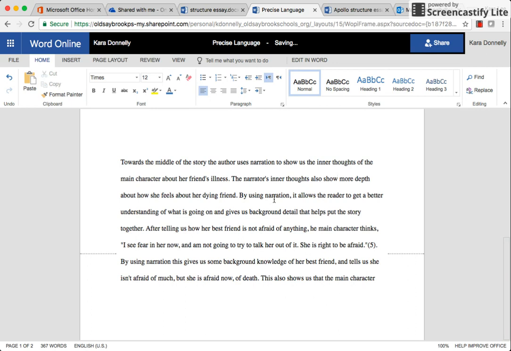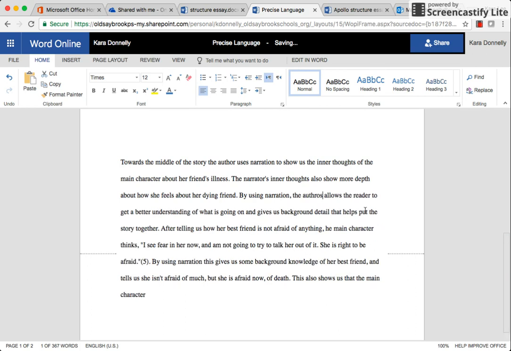By using narration, it allows the reader to get a better understanding of what is going on and gives us background detail that helps put the story together. There's another it, and I could be much more precise here. By using narration, the author allows the reader to get a better understanding of what is going on. Instead of saying what is going on, I should tell what is going on, right?